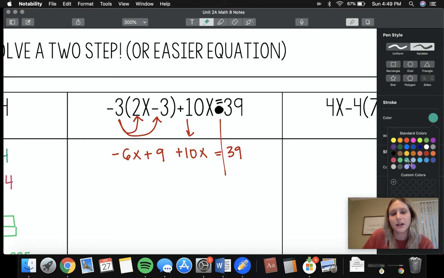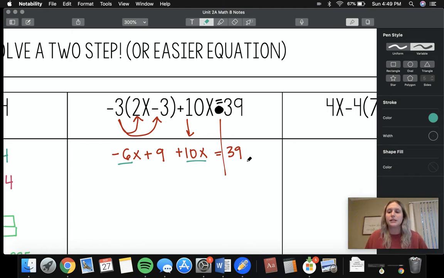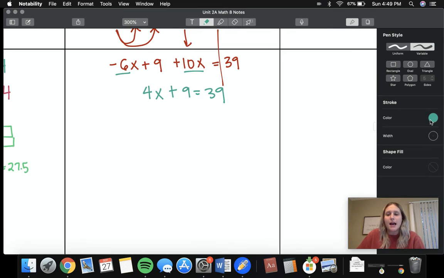From here I see x's in 2 spots, so I can combine those because they are on the same side of the equal sign. Negative 6x with a positive 10x makes positive 4x. Then we have 4x plus 9 equaling 39.